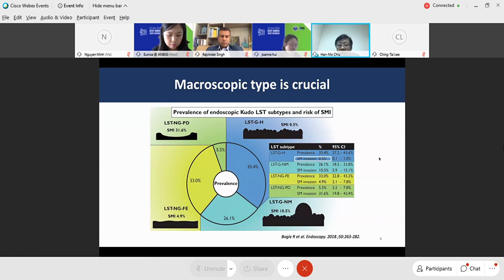So for such lesions, we can apply piecemeal EMR. Of course, you can also perform ESD, but ESD usually requires a longer procedure time. But in contrast, if the morphology is mixed nodular LST-G or has a pseudo-depressed area in the non-granular type, then the risk of SM invasion is very high. So we have to perform en bloc resection by ESD.